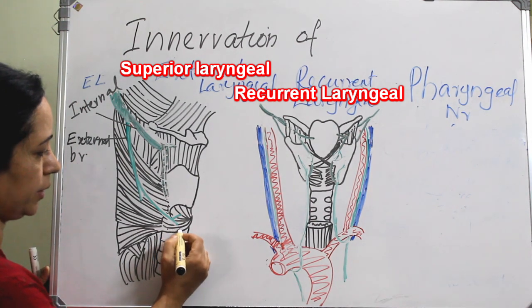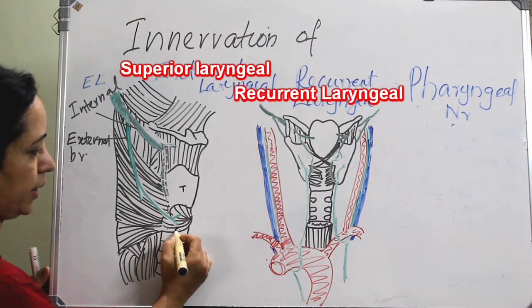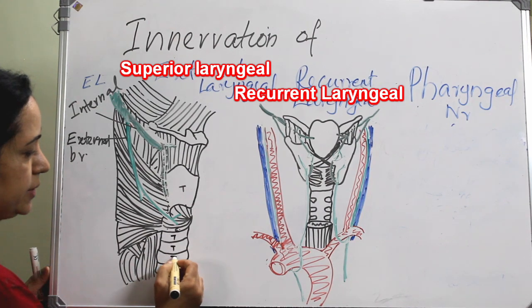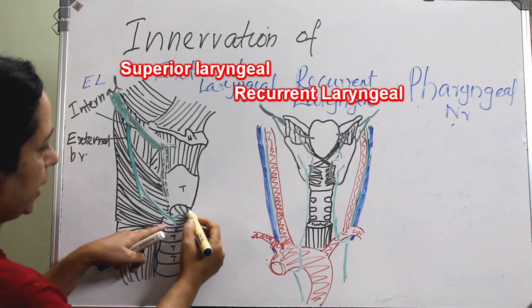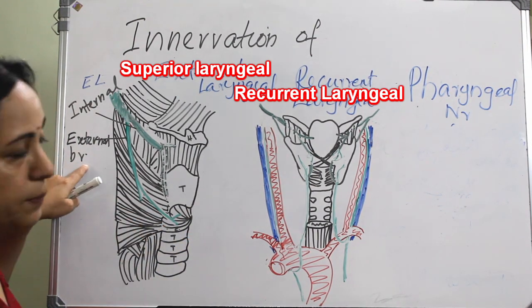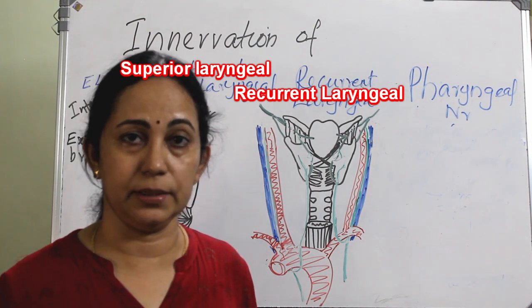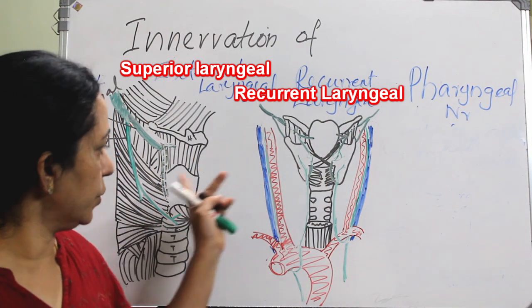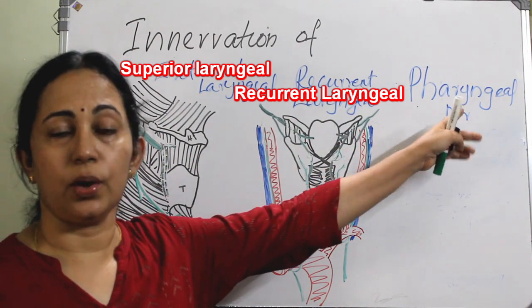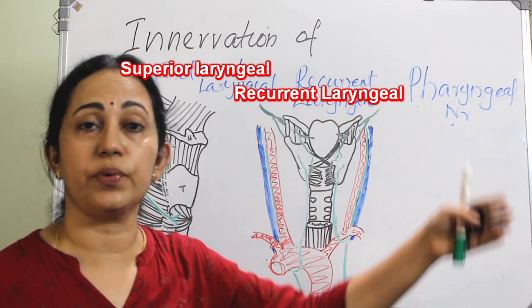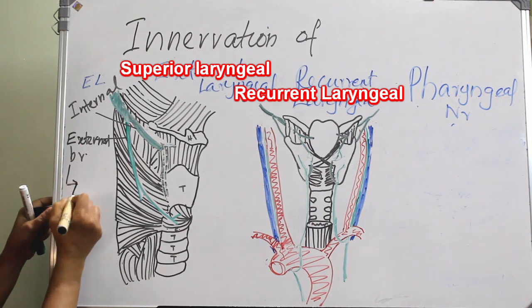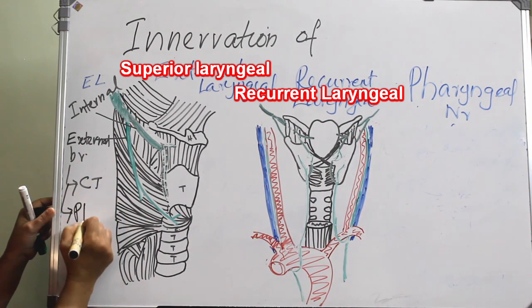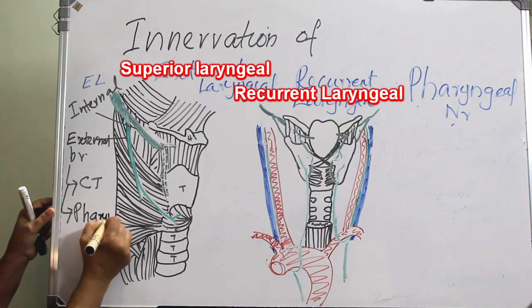This external branch is mainly motor to cricothyroid muscle. This is cricoid cartilage, thyroid cartilage, trachea, tracheal rings, hyoid bone. So this muscle, cricothyroid. So this external branch supplies cricothyroid muscle, and also along with pharyngeal nerve, it gives fibers to pharyngeal plexus. Okay. So external branch to cricothyroid muscle and also supplies the pharyngeal plexus.